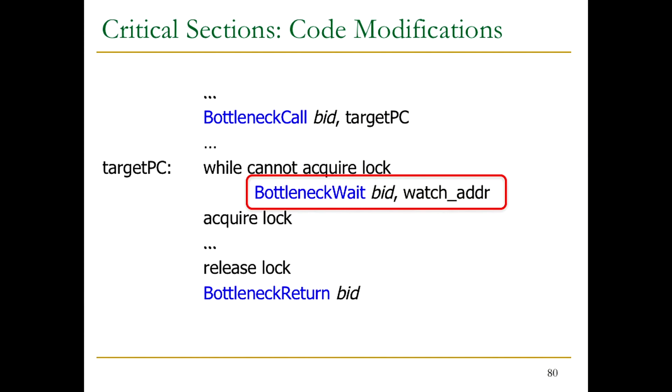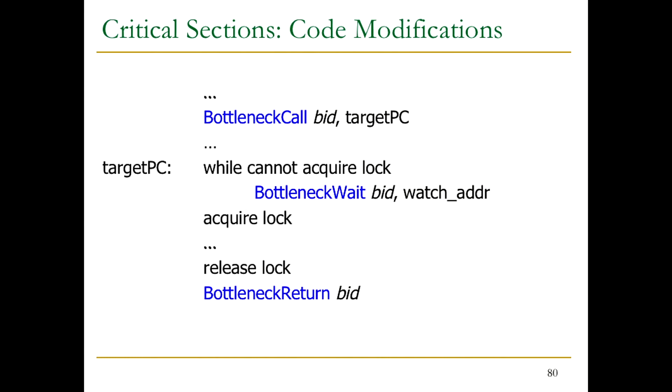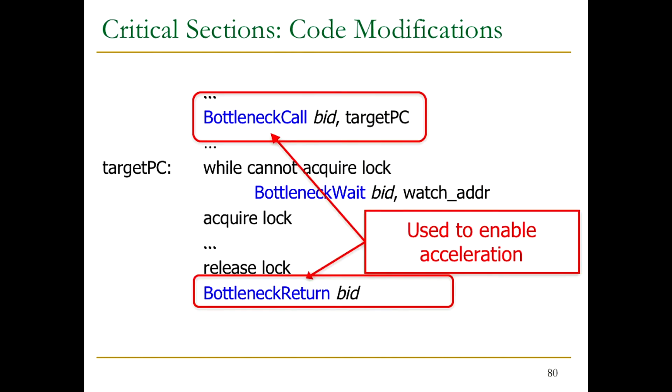And when this program is executing the bottleneck wait instruction, it's basically going to increment thread waiting cycles. So this is used to keep track of waiting cycles because you're waiting for this bottleneck over here, bottleneck BID. Okay, and this is used to enable acceleration. Now you have a nice delineation of the critical section.